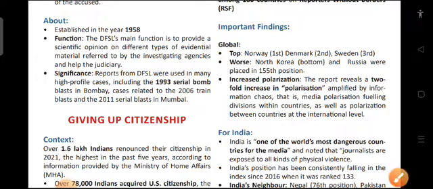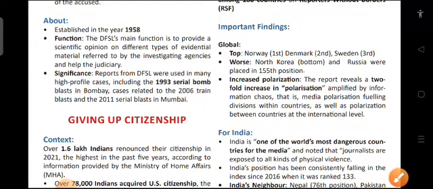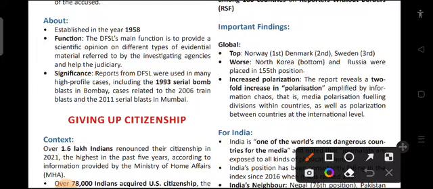And what is the significance? Reports from DFSL were used in many high-profile cases, including the 1993 serial bomb blast in Bombay, cases related to the 2006 train blast and 2011 serial blast in Mumbai. So these are some of the significance. So in many high-profile cases, it has given reports, like the 1993 serial bomb blast and the train incident and the Mumbai blast also.